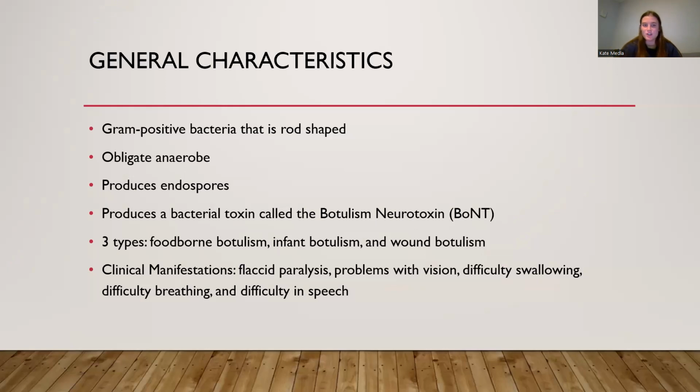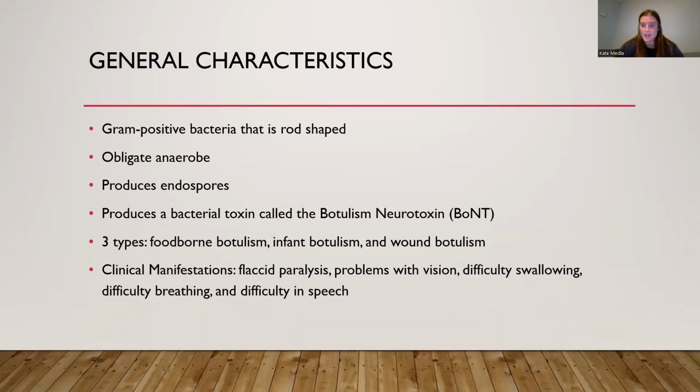So some general characteristics are that it is a gram-positive bacteria that is rod-shaped. It is an obligate anaerobe, which means it can only survive in little to no oxygen conditions. It produces endospores as well as a bacterial toxin called the botulism neurotoxin, or shorthand BONT.